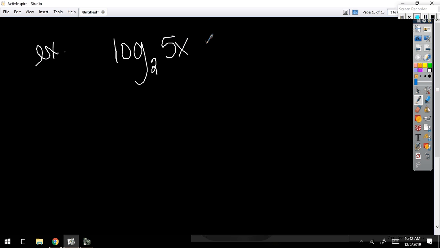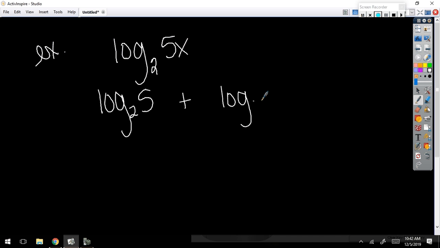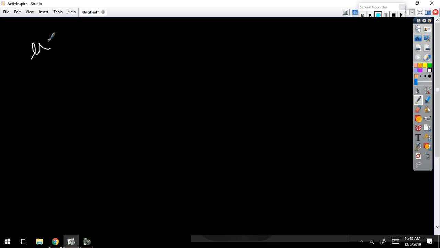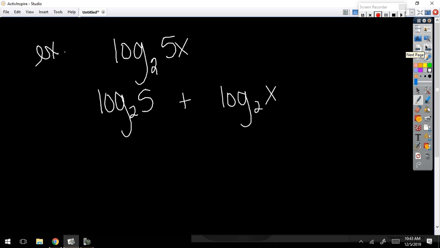Expand that. All right, so to expand it, I get log base 2 of 5 plus log base 2 of x. Is that what y'all got? Let's condense one and we'll go on to property number 2. So what do you do from there? Yes, but I'm also going to show you something with the exponents, so hold that thought.